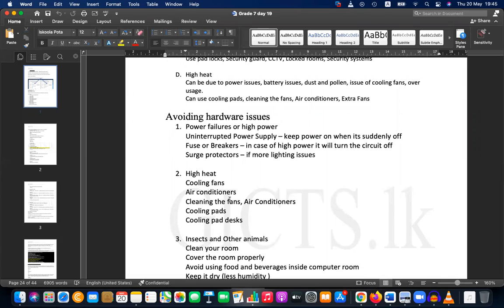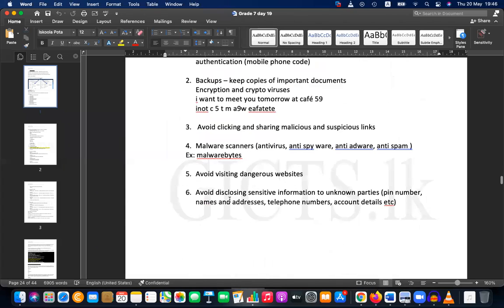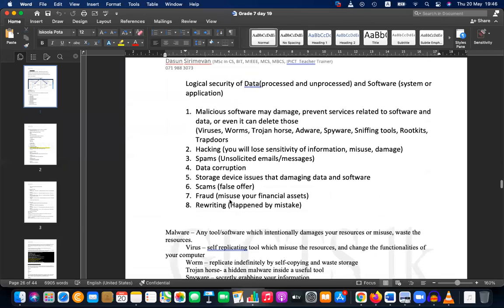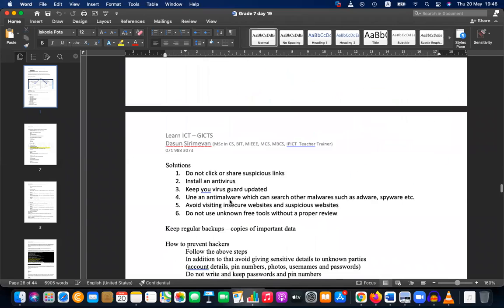Yes. Which part? Sir, I can remember the last topic is logical security mechanisms to protect software and data. Yes, we discussed this part, right? This part also was discussed, and these logical security mechanisms.